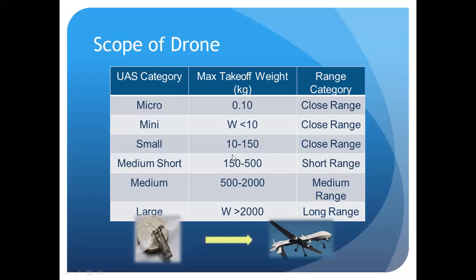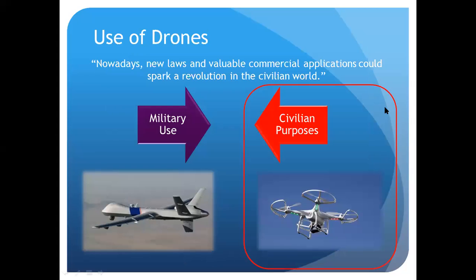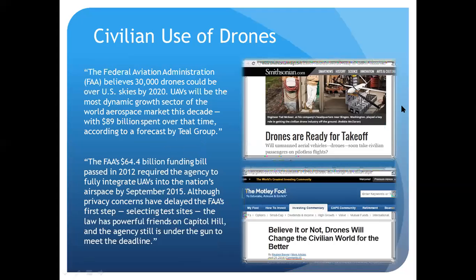It means for what weight, to what range we have to use this drone, that we can see here. Then the most important part is the use of drones. For what purpose can we use the drones? Here it is written that nowadays new laws and valuable commercial applications could spark a revolution in the civilian world. Simply you can see here, generally the drones are used for military use and civilian use.